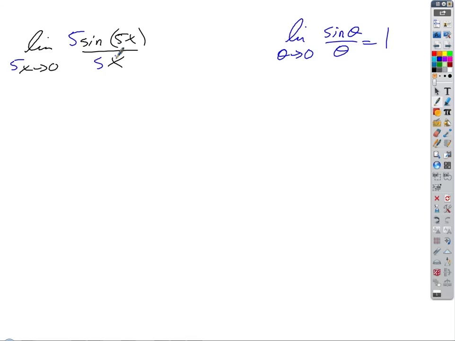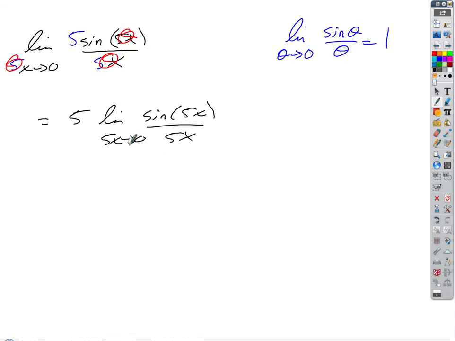So now look what we've got. Here's our theta, there's a theta, there's a theta. Everybody see that? So what this becomes then is just the limit. I can pull the 5 out front, because it's a constant. I get 5 times the limit of sine theta over theta as theta approaches 0. Well, what's that limit equal to? 1, right? So I get 5 times 1 equals 5.